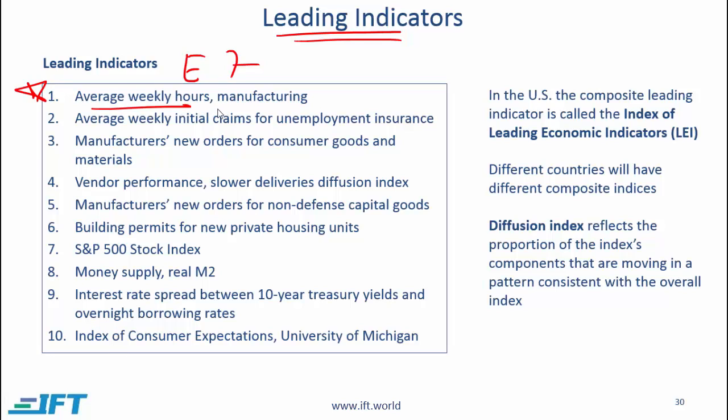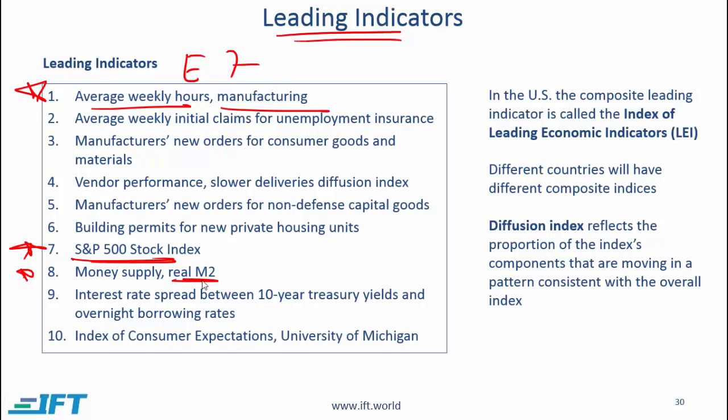Average weekly hours in manufacturing. This is a leading indicator because businesses will cut overtime before laying off workers in a downturn, and businesses will increase overtime or number of hours before rehiring in a business upturn. Therefore, these measures move up and down before the general economy, and we call them leading indicators, or this is one example of a leading indicator. I've already talked about the S&P 500 being a leading indicator.